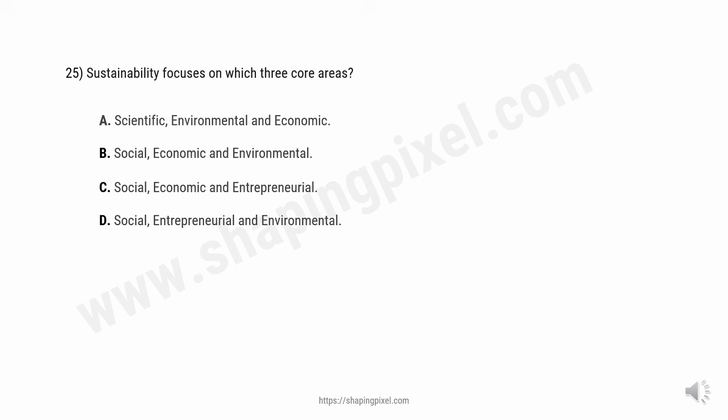Question number 25. Sustainability focuses on which three core areas? Option A, scientific, environmental, and economic. Option B, social, economic, and environmental. Option C, social, economic, and entrepreneurial. Option D, social, entrepreneurial, and environmental. And the correct answer is option B, social, economic, and environmental.